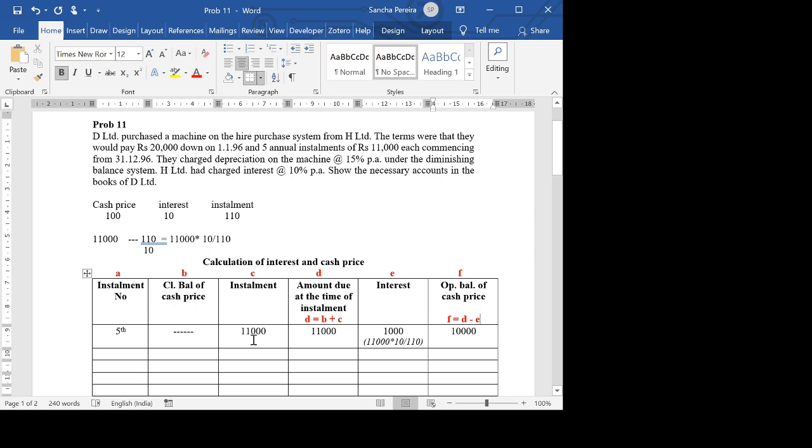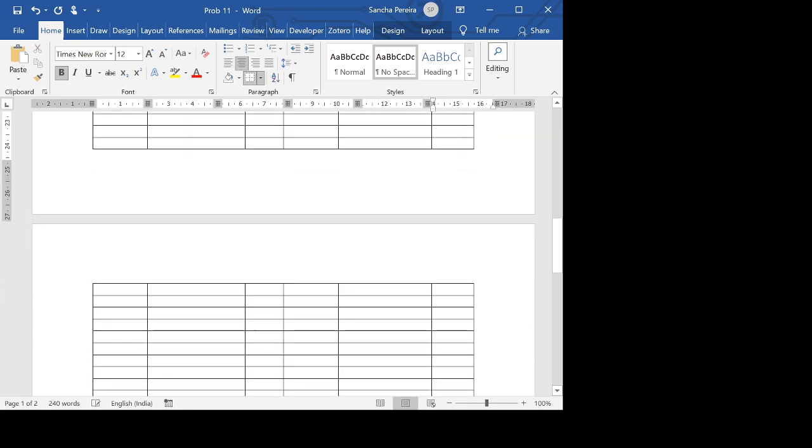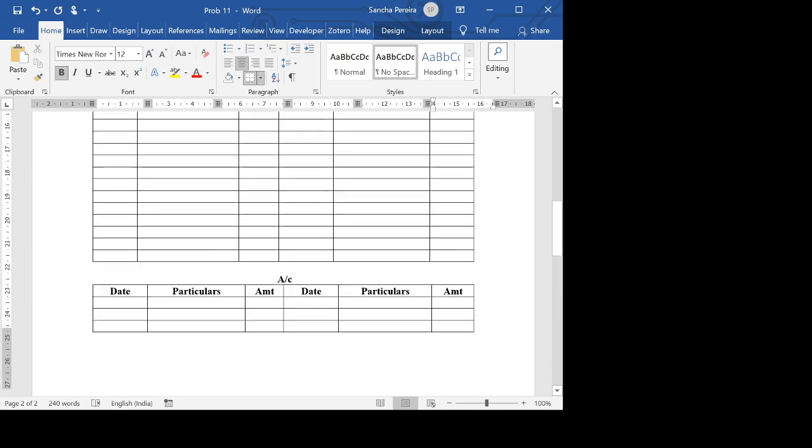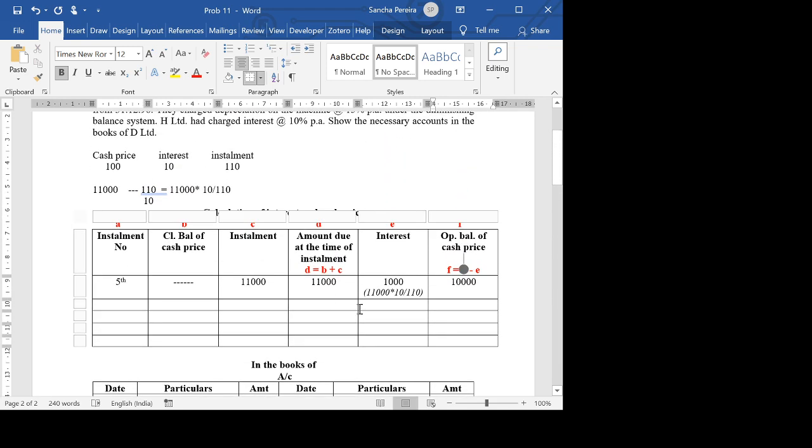Okay? Let's see if our actual table looks like that. I just did this table for you to understand. Opening balance of cash price 10,000, interest is 1,000. You don't need to do this table. Since it's the first problem, I'm just trying to make the explanation a little easier by showing how it would actually look. We are just doing the whole thing backward. Now let's move on to the fourth year.